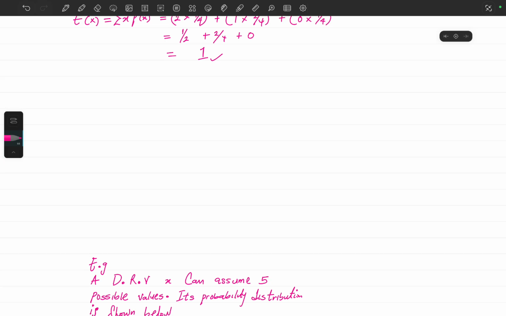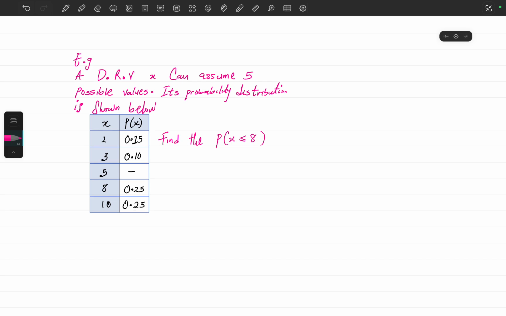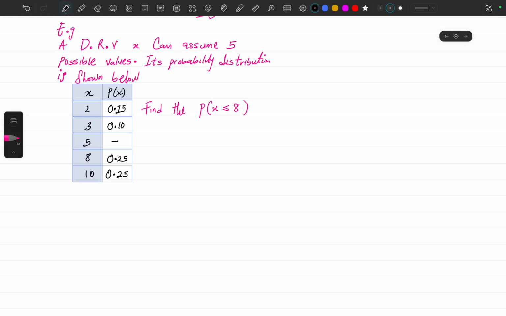Now we can get straight down to business, and that will be this question here. The question is a bit different from the previous one, and it says this is a discrete random variable. Take note of that.